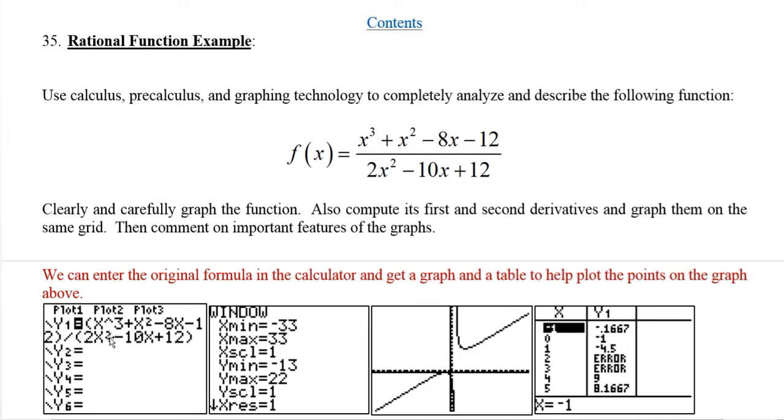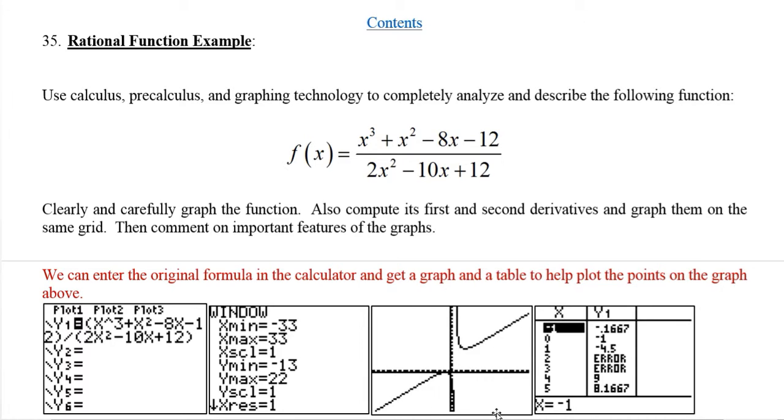Now I had to, with a little trial and error, pick a window. So we might have started with, say, a zoom standard, and then seen we needed to go out a little bit more to see some interesting things. And it looks like from negative 33 to 33 for x and negative 13 to 22 for y seems to be at least one possible reasonable window. And it looks like we see at least two pieces here, although there might be a hole in there or something.